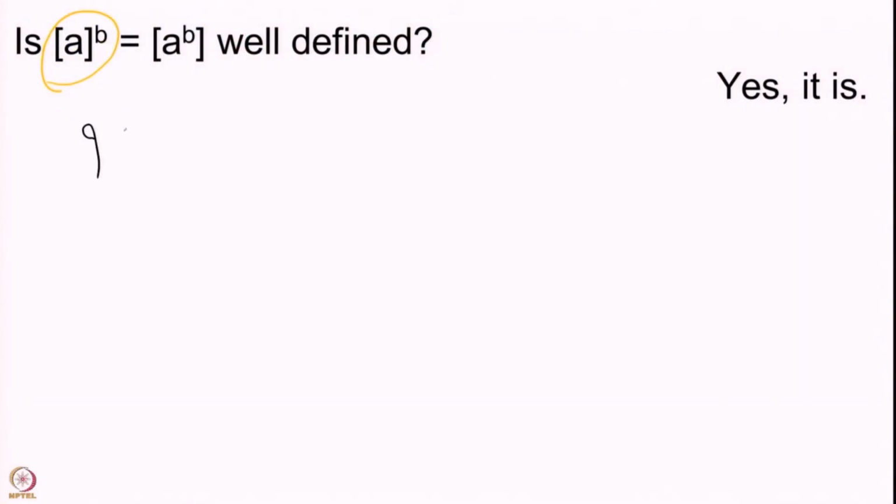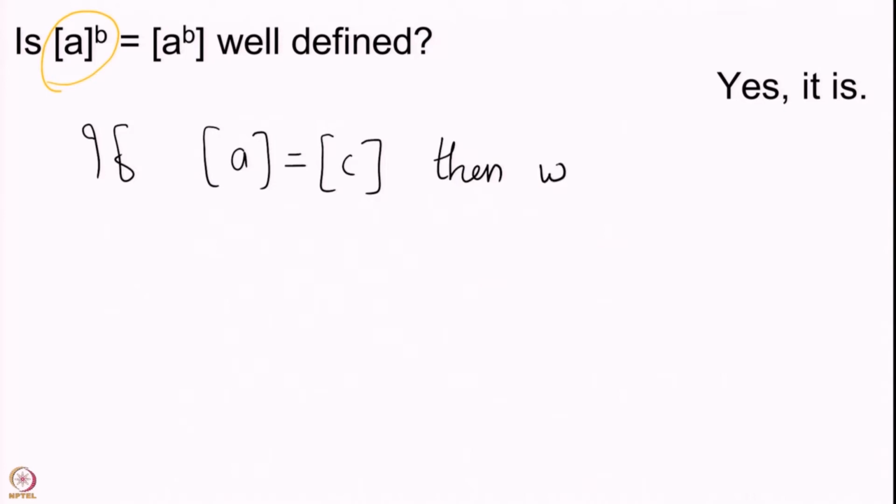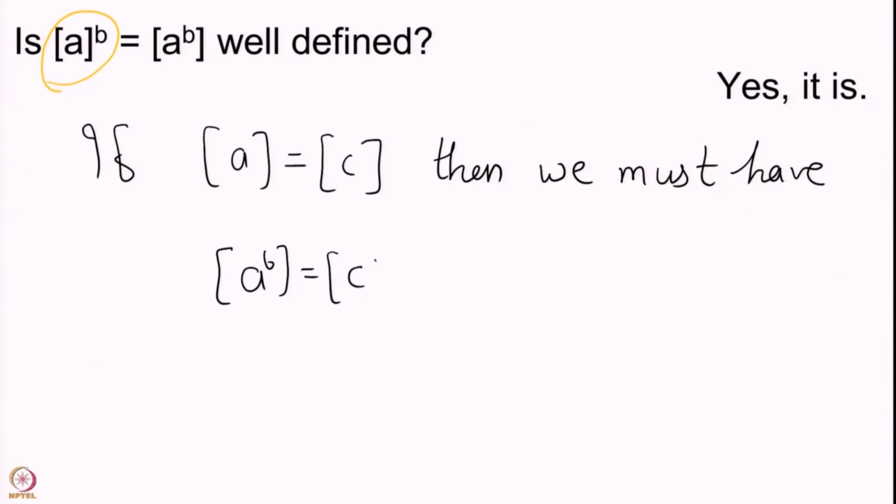Of course, here we have to check something very simple. We need to check that if the class A is the class C, then we must have the class of A power B to be equal to the class of C power B. This is all that we need to check. And is this true? So, this is clearly true.